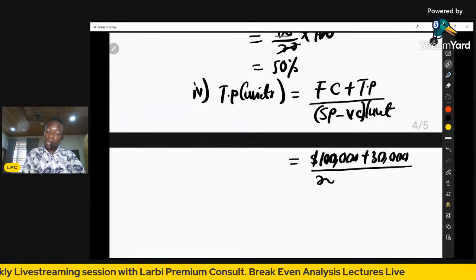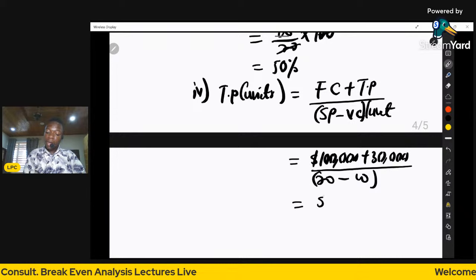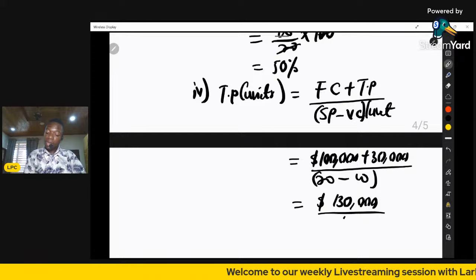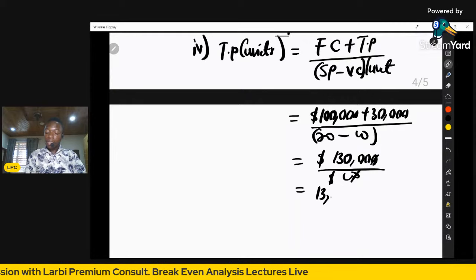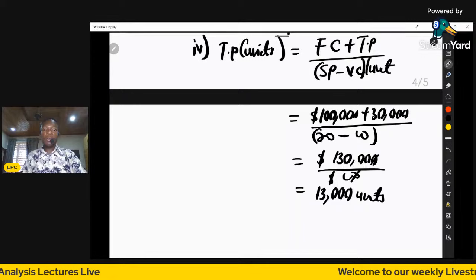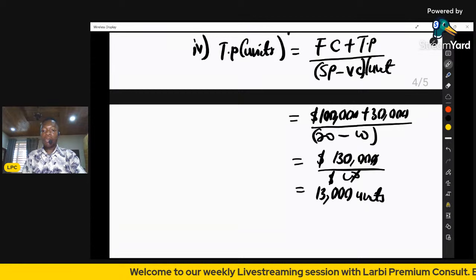So what are we getting? We are getting 130,000 divided by 10. So here it should be $10, right? The zero can cancel this zero. We are left with 13,000. So 13,000 units of biscuits. That should inform you that at the production level of 13,000 units, we can make a target profit of $30,000. That is the interpretation behind that.